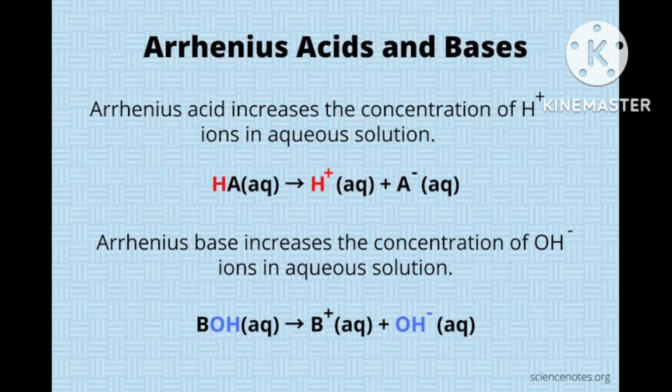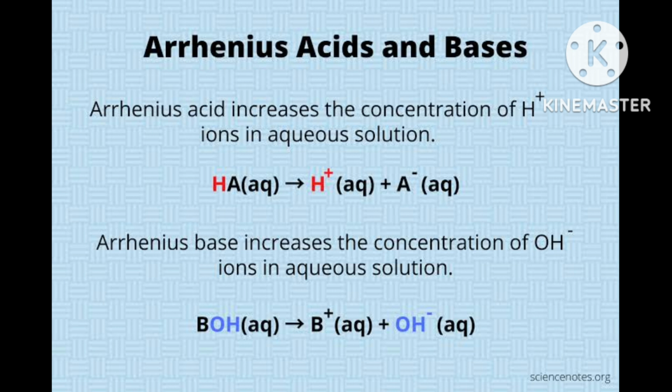NH3 was the base. Now after accepting H plus, it is converting into its conjugate acid, NH4 plus. According to the definition, substances which accept a proton are bases. Here NH3 is accepting H plus, that's why NH3 is a base, and after that it forms NH4 plus. Then NH4 plus is called the conjugate acid.